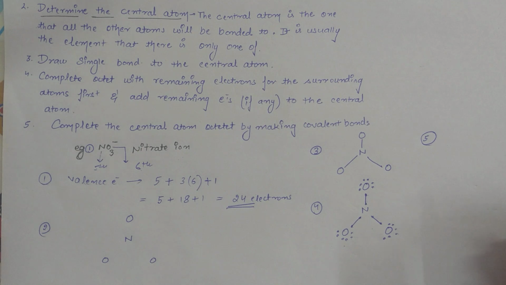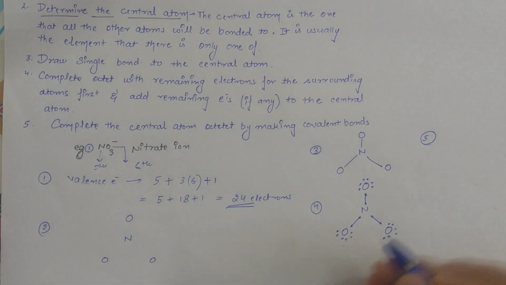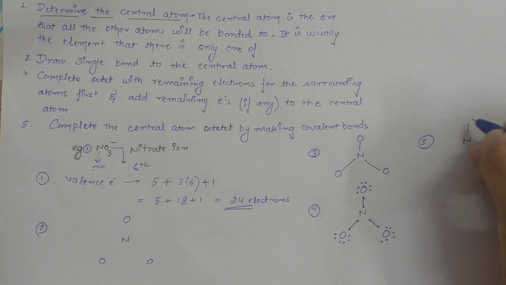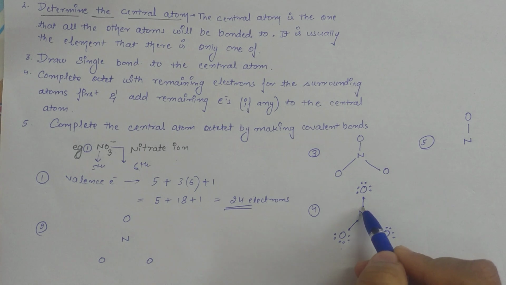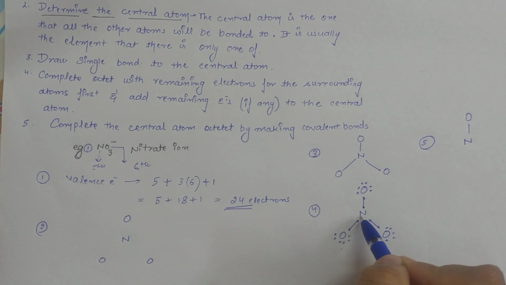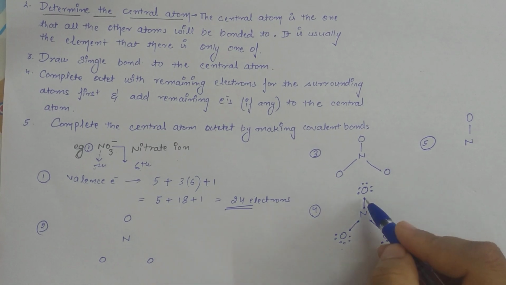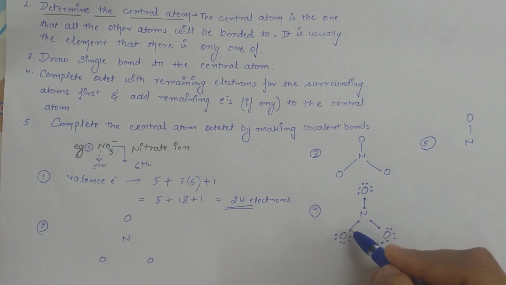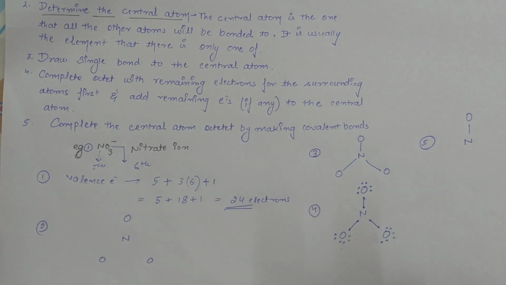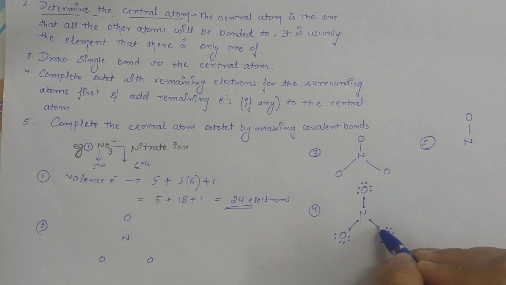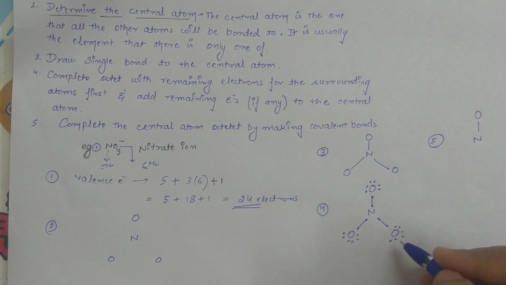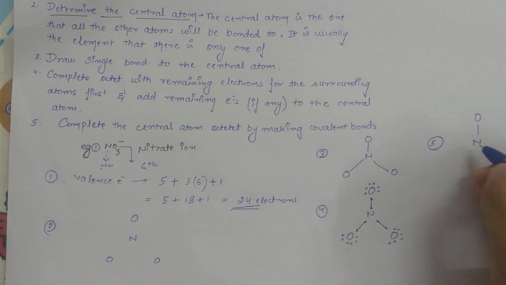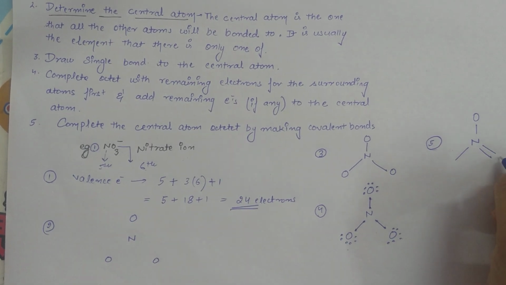Now move to the last step, the 5th step, which says to complete the central atom octet by making covalent bonds. So how will you do this? See, nitrogen: now you have to complete the octet of the central atom. The central atom is nitrogen. So how many electrons is it having? 1, 2, 3, 4, 5, 6. So it is short of 2 electrons. How will you complete those 2 electrons? By making a single covalent bond. By making the covalent bond with any of the oxygens, you can do that. So we will do it like this.